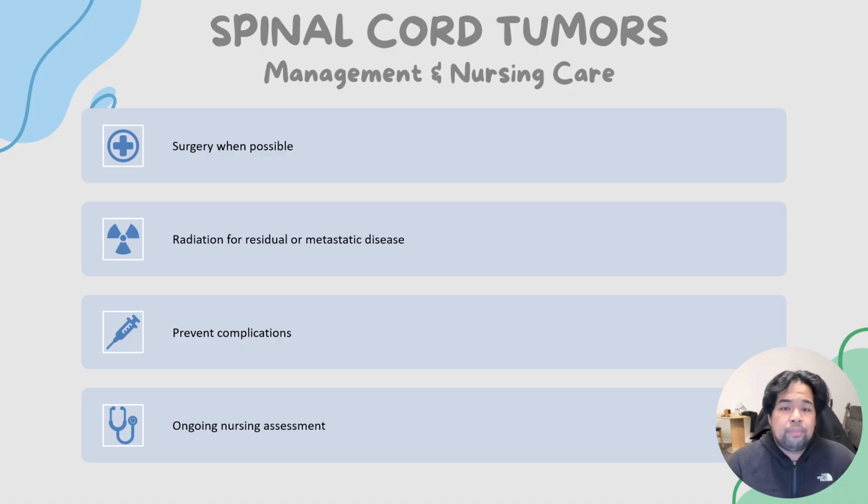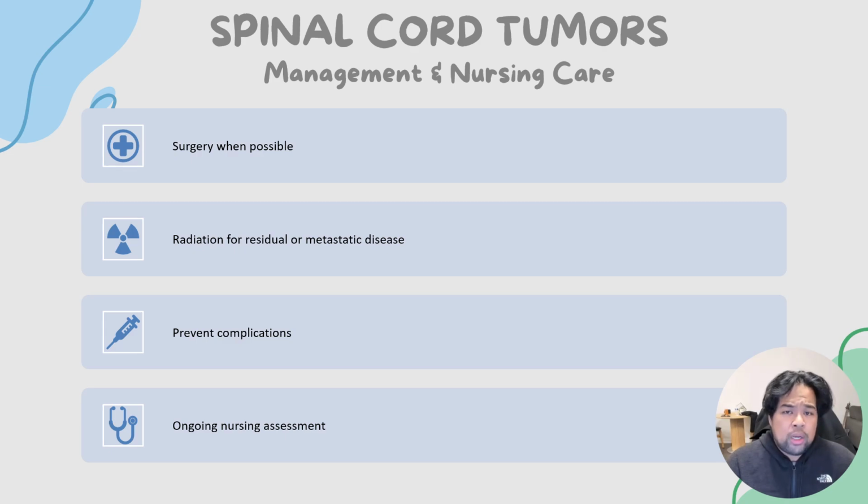Management and nursing care. Treatment depends on the tumor type, location, and the risk for nerve damage. They may or may not do surgery. It just depends on how safe it is, but they will do surgery if it's possible. Radiation is given for residual or metastatic disease, so if it's coming from somewhere else. Chemotherapy is generally not effective because it doesn't really penetrate the blood-brain barrier. We may give corticosteroids to reduce spinal cord swelling, and we want to prevent any complications. We always talk about bowel and bladder dysfunction, sexual dysfunction, paralysis.